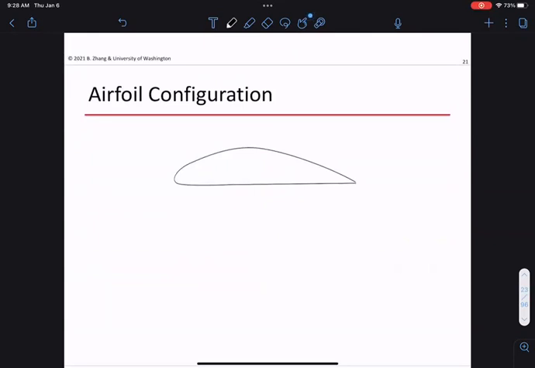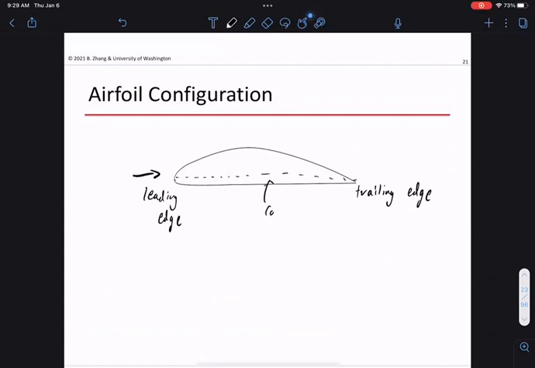So again, we're thinking of the wind turbine as an airfoil. You have wind, air hitting the leading edge of the airfoil. So you have a leading edge. This is where the wind hits. You have a trailing edge. And there is a chord line. So this is the so-called chord line.